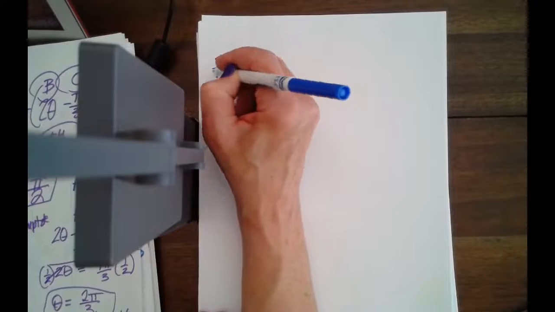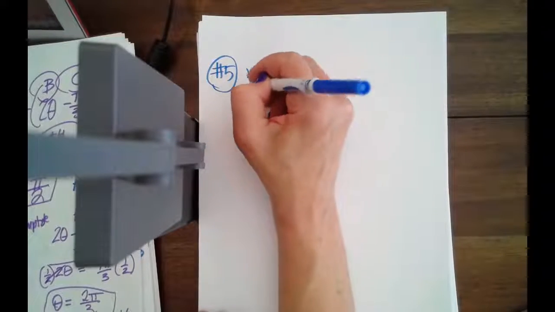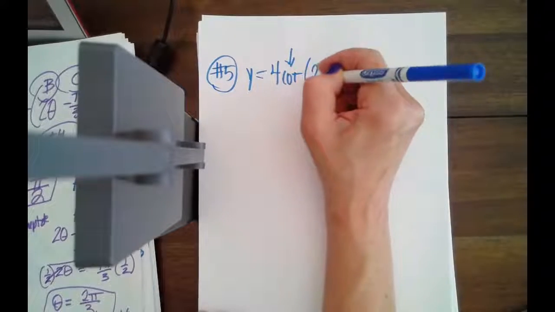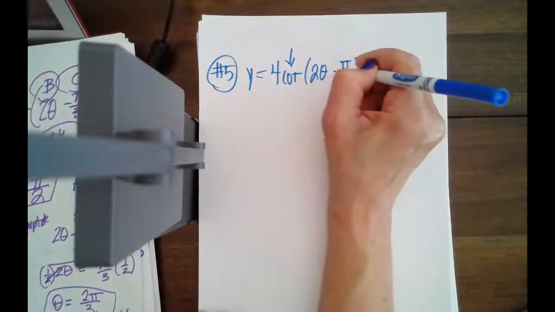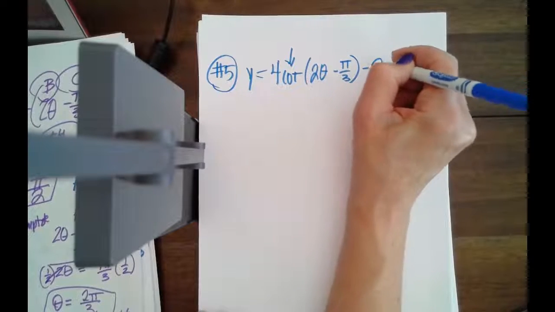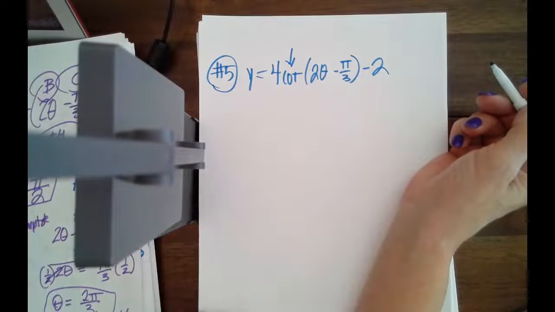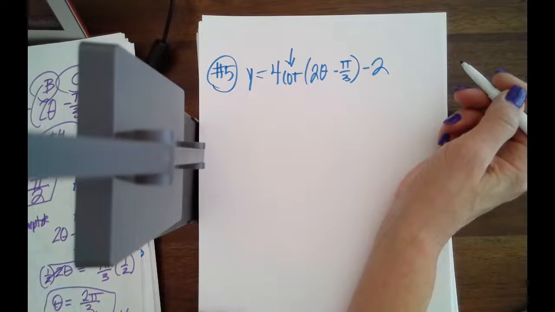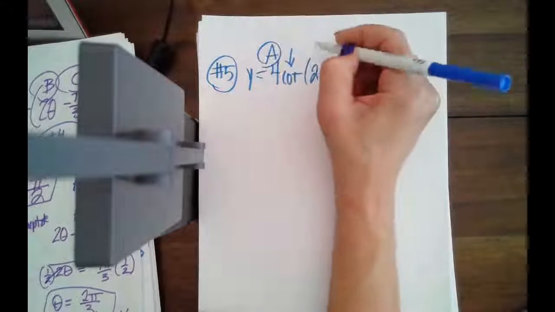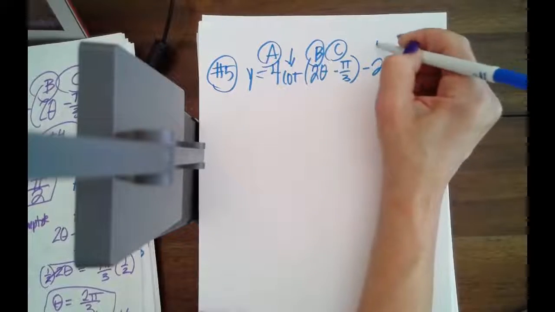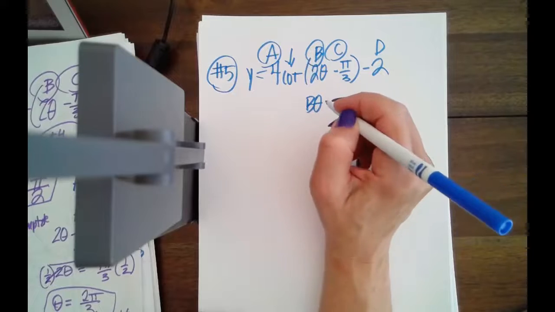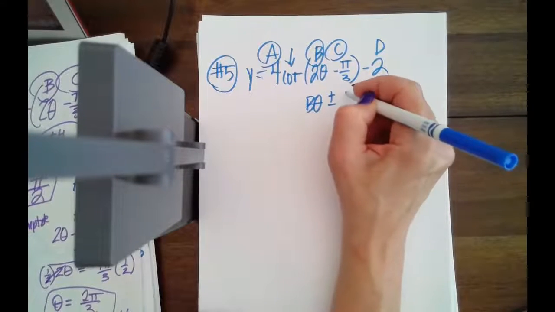Alright, number 5. y is equal to 4 cotangent of (2 theta minus pi over 3) minus 2. And by the way, if you see me make a mistake by accident, please gently let me know via Teams, and I will post it and say, oops, I messed up. Because it's totally possible. Alright, there's our A, our B, our C, and our D. So this is basically your B times theta plus or minus whatever our C value is.